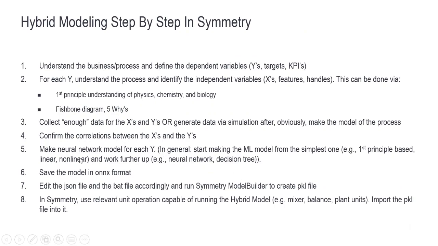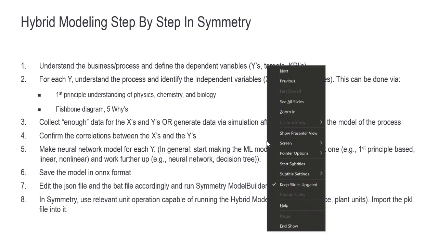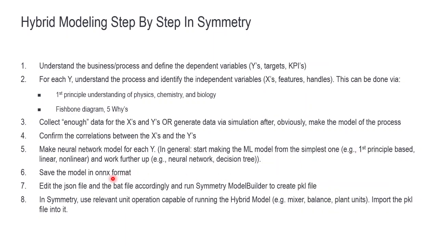And then once we get the neural network model accepted in terms of its performance for each of the Y, we then save the models in the ONNX format. In Symmetry we have this text editor for JSON to communicate the ONNX model to Symmetry, and then we run this Symmetry model builder to create a PKL file, and this PKL file is the one that we're going to export to the Symmetry unit operations, which is capable of running the hybrid model.